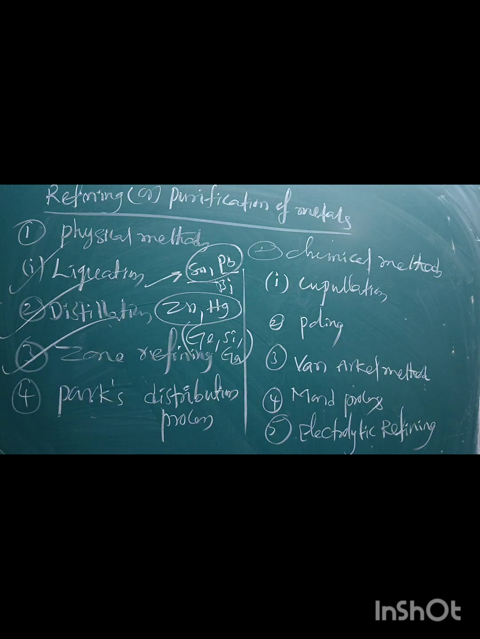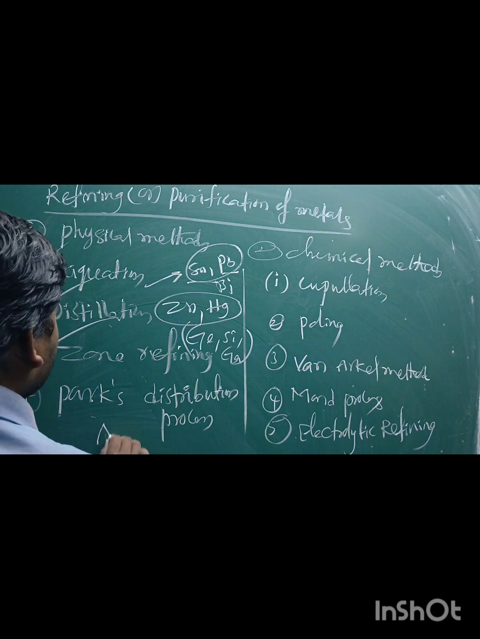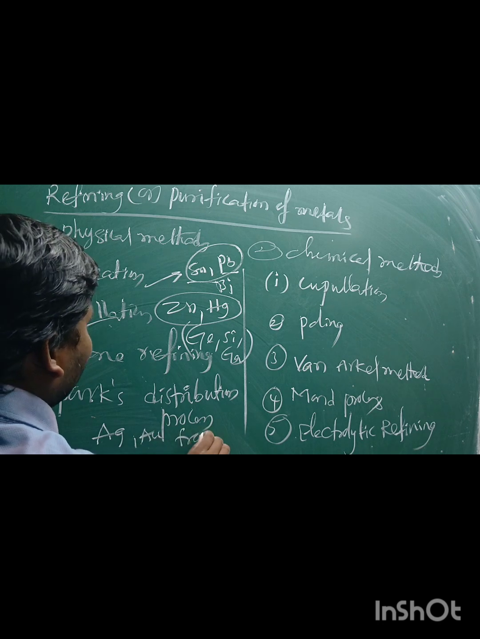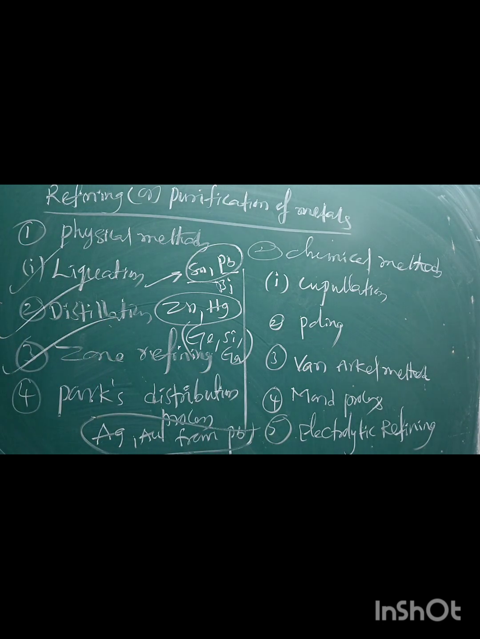Parke's distribution. This process is useful for the extraction of silver and gold from lead. In this process, out of the two-phase system of molten zinc and molten lead, silver and gold are more soluble in molten zinc. In the zinc-silver alloy the former freezes out first. It is removed and zinc is distilled off. These are the four physical methods.